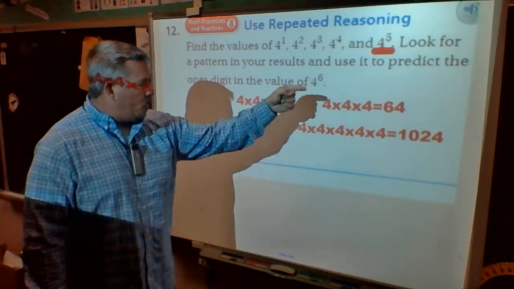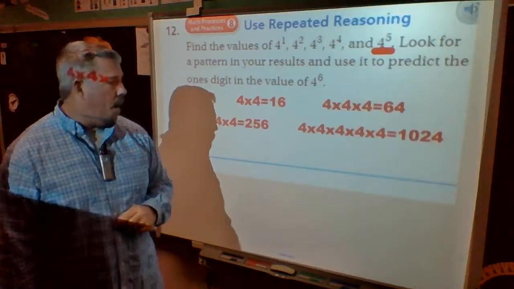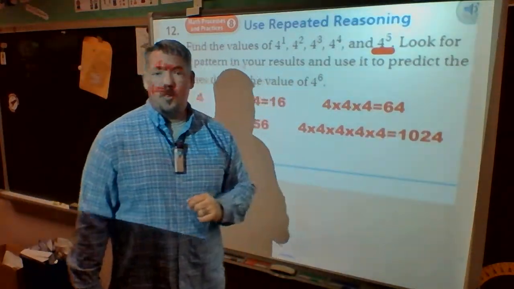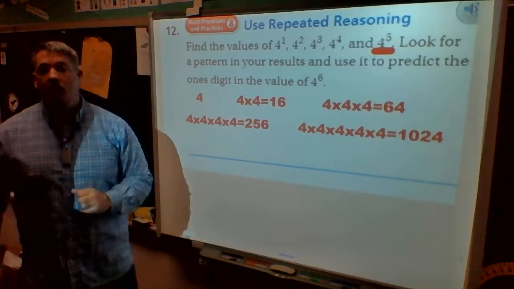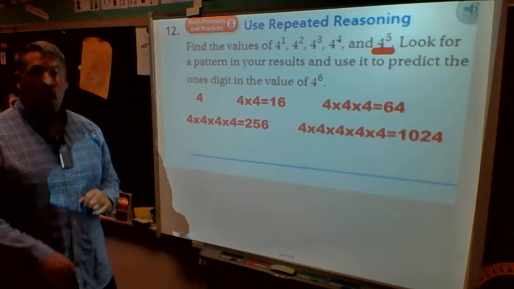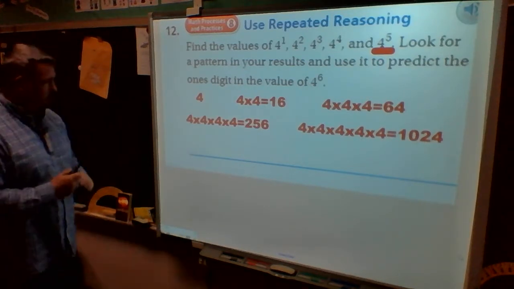4 times 4 times 4 times 4 times 4, there's 5 of them, because it says to also find 4 to the 5th power. 1024. Once again, if I don't show my work, I'm going to have it circled and given back to me, and I have to do it the next day anyway, on top of the next day's assignments. So please show your work the first day.